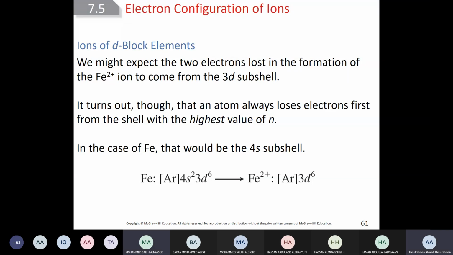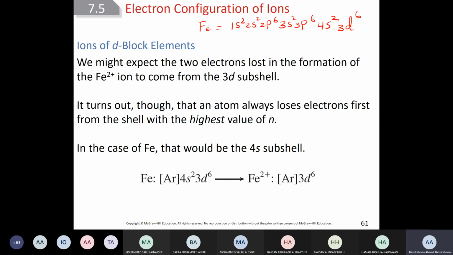When we have a transition metal, like Fe, what's the structure of the transition metal? Do it the long way. It's 1s2, 2s2, 2p6, 3s2, 3p6, 4s2, 3d6. This is the electronic structure which I told you to do in chapter 6. Do you remember it? Yes. Very good. I hope so.